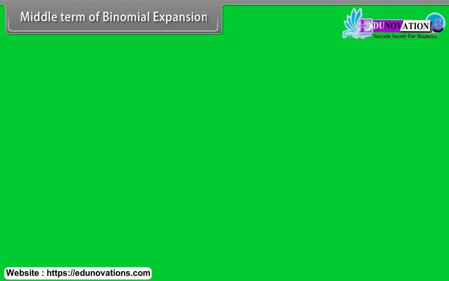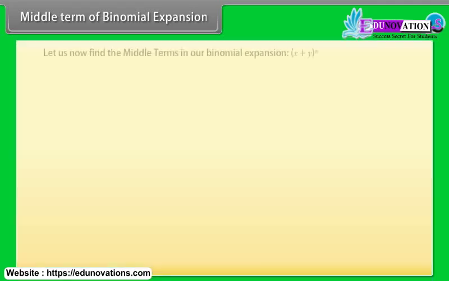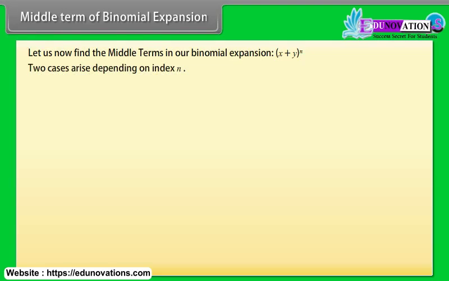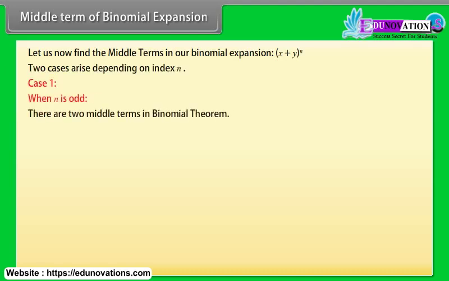Middle term of binomial expansion. Let us now find the middle terms in the binomial expansion (x + y)^n. Two cases arise depending on index n. Case 1: when n is odd. There are two middle terms in the binomial theorem: the (n+1)/2th term and the ((n+1)/2 + 1)th term.